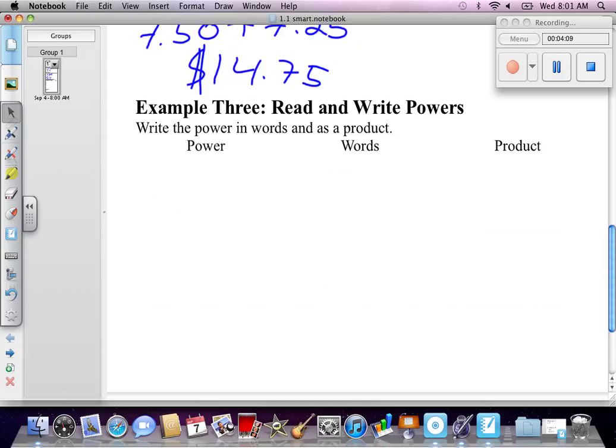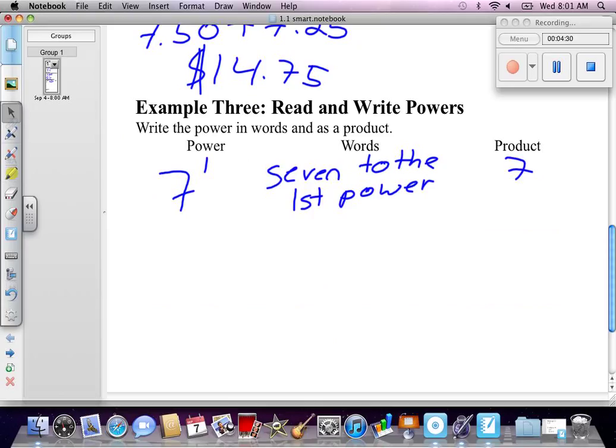Okay. So our first one, we've got 7 to the first power. So that's just what we're going to write. See how I said it out loud? We're going to write that. 7 to the first power. And what's the answer to that? What's 7 to the first power? 7. Somebody want to raise their hand and tell me what that says in words? 5 to the second power.